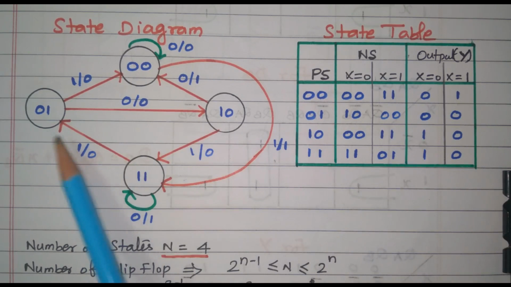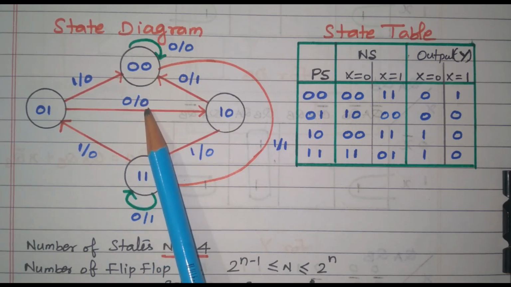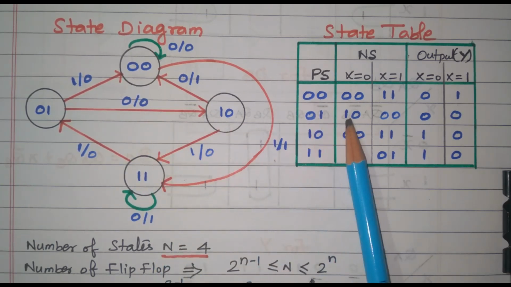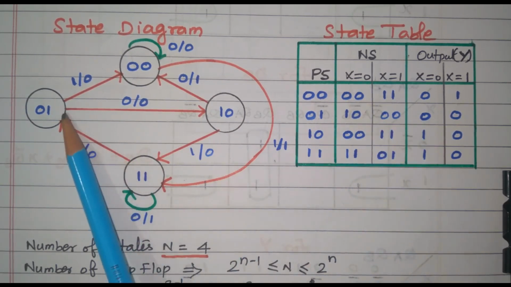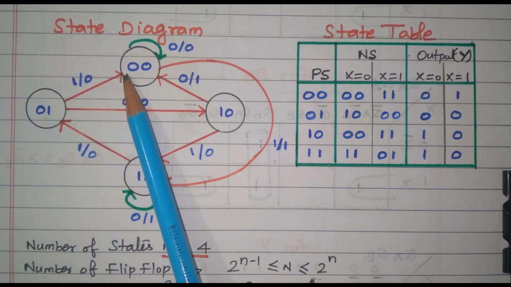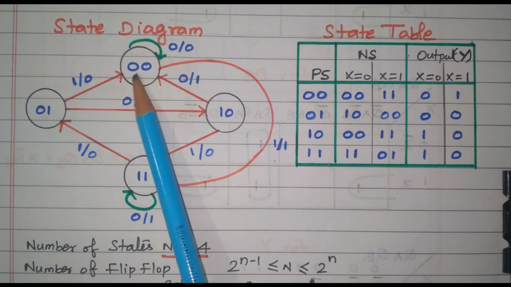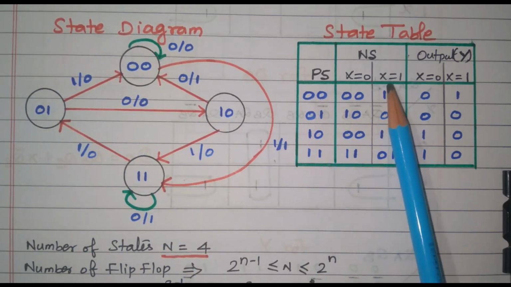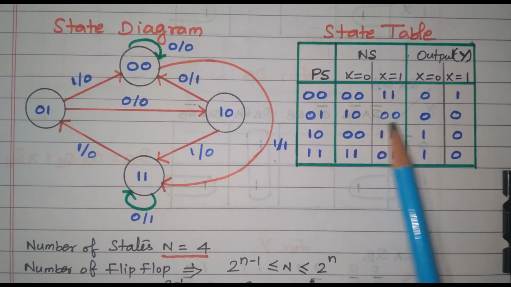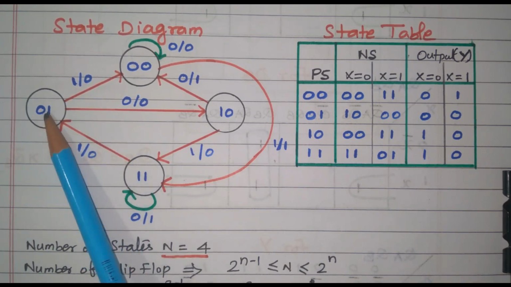Now, we will go to this 01. Right, 01 goes to 10 for input 0, output also 0. This 01 goes to 00 for input 1, output is 0. 01 goes to 00 for input x equal to 1, output is 0, right. So, this condition is over.